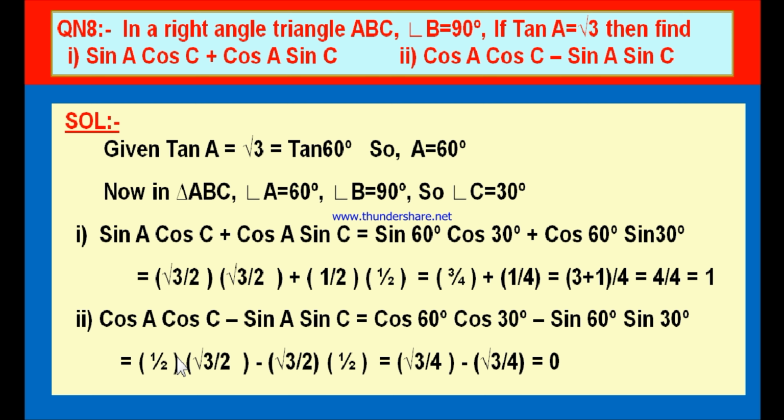Isn't it? Now 1 by 2 into root 3 by 2. 1 into root 3 is root 3, by 2 into 2 is 4. Root 3 by 4 minus root 3 into 1 is root 3, by 2 into 2 is 4. If we observe, root 3 by 4 minus root 3 by 4. Now subtraction of a value from the same. If you subtract x from x, or if you subtract 10 from 10, if you subtract y from y, you will get 0. Isn't it? You have to subtract root 3 by 4 from root 3 by 4 only. Therefore, this value is 0 straight away.